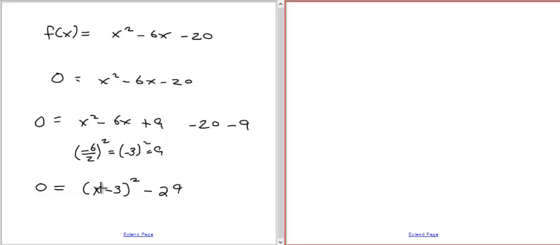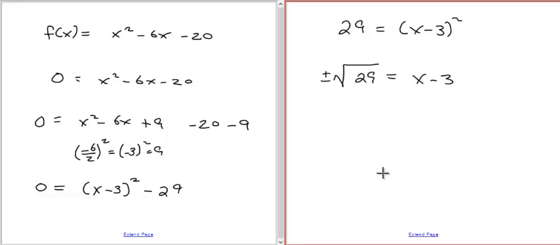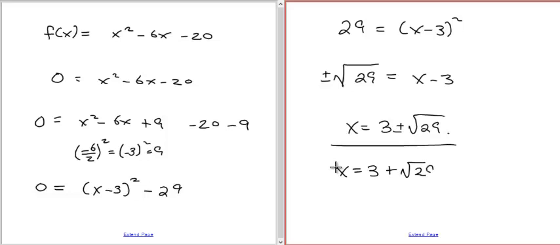So now, once you get to this point, you solve for x. So you add 29 to both sides. Take the square root, and you got to make sure you do the plus or minus on the left-hand side. You don't have to do it on the right-hand side. And then you add 3, so you get the answers 3 plus or minus the square root of 29. So those are your zeros. X equals 3 plus the square root of 29, and x equals 3 minus the square root of 29.